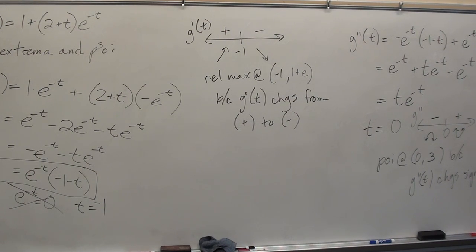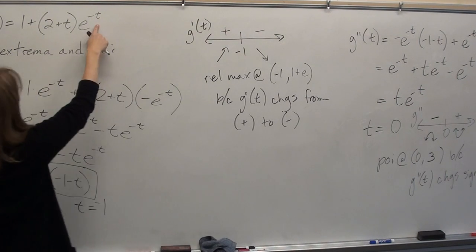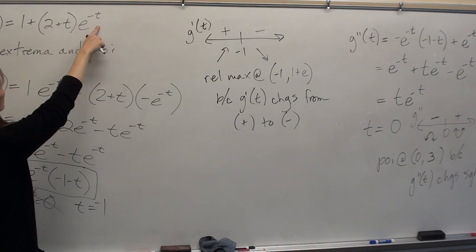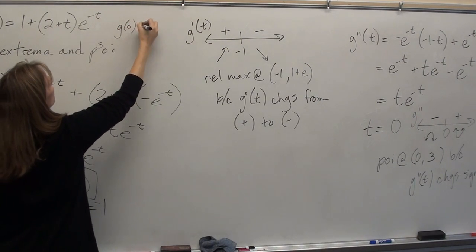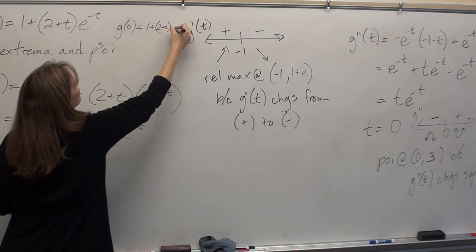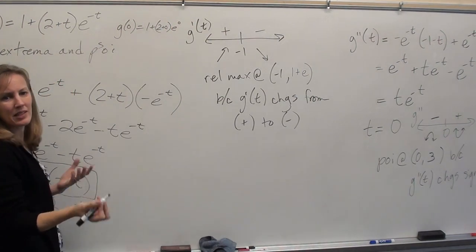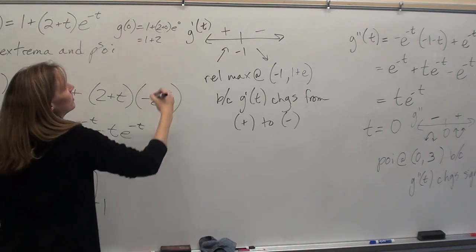The question is how Nelson got 3? I'm questioning what he was saying. Okay, here we go. If we plug in a 0 to this function, so we're doing g of 0. We get 1 plus 2 plus 0 e to the 0. What is e to the 0? It's 1, right? So you end up with 1 plus 2, which is 3.